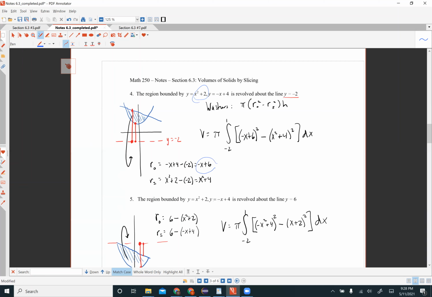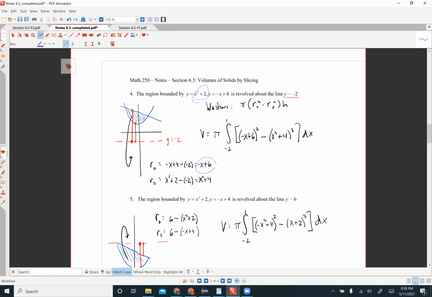Right, so that's the radius of the higher curve. And the lower curve, the curve that's underneath, is x squared plus 2. The distance on the parabola from the x-axis is x squared plus 2, but we're rotating once again around the line y equals -2, so you have to actually add 2 to it. So the radius of the higher curve is minus x plus 6.